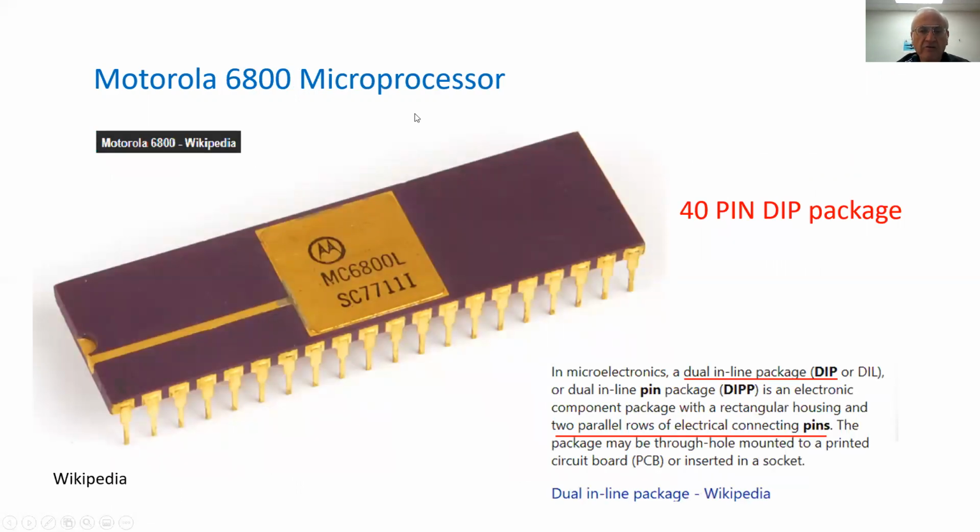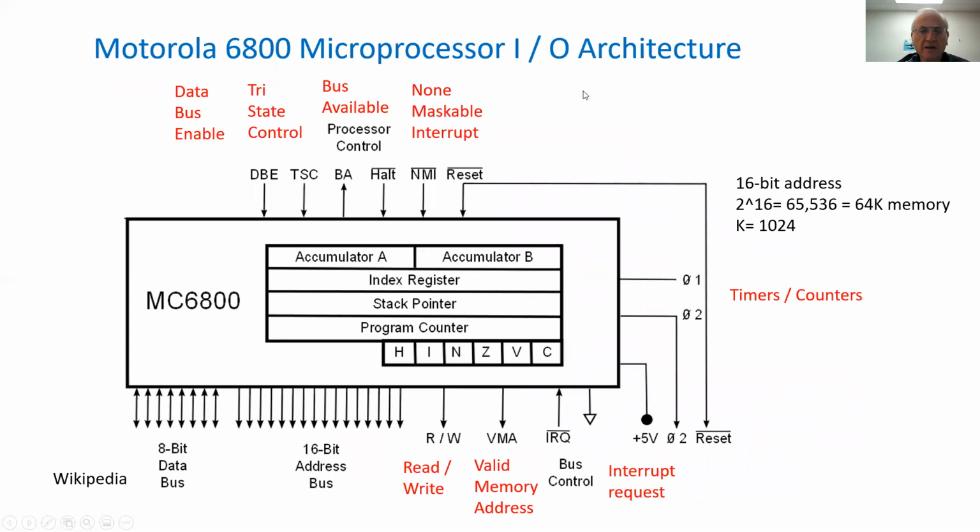The example here of the Motorola 6800 microprocessor has a 40-pin DIP package. DIP means dual inline package, where 2 parallel rows of electrical connecting pins are lined up on 2 sides. We have 20 on each side. The architecture of the Motorola 6800 is shown over here. It has an 8-bit data bus, and it has a 16-bit address bus.